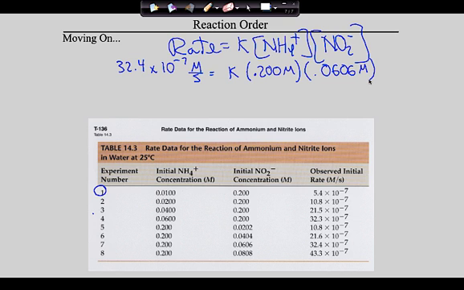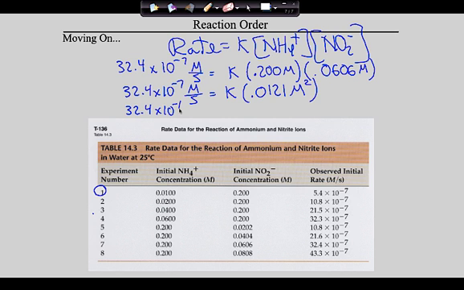So guys, when I do that math, I don't have a calculator. Oh, calculator. So when I do the math, I get 0.2 times 0.0606, and I get 32.4 times 10 to the negative 7th molarity over seconds is equal to K times, to 3 significant digits, 0.0121 molarity squared. Now guys, as I continue to do the math, I need to move my units around. So what I'm going to end up with is 32.4 times 10 to the negative 7th molarity over seconds divided by 0.0121 molarity squared.